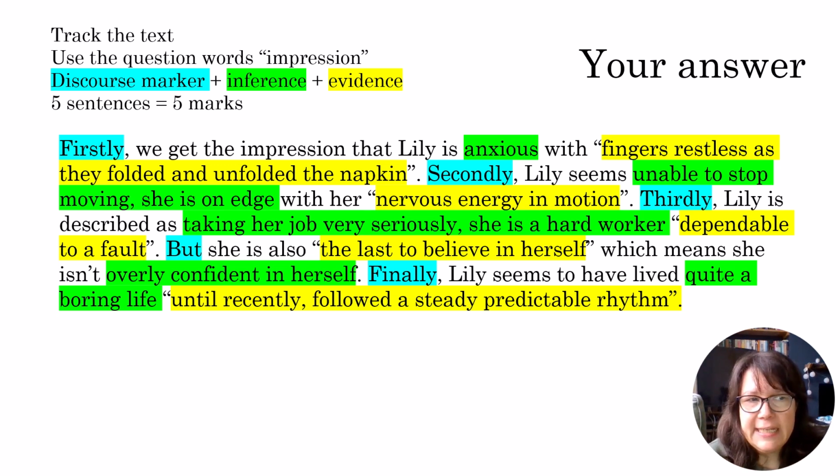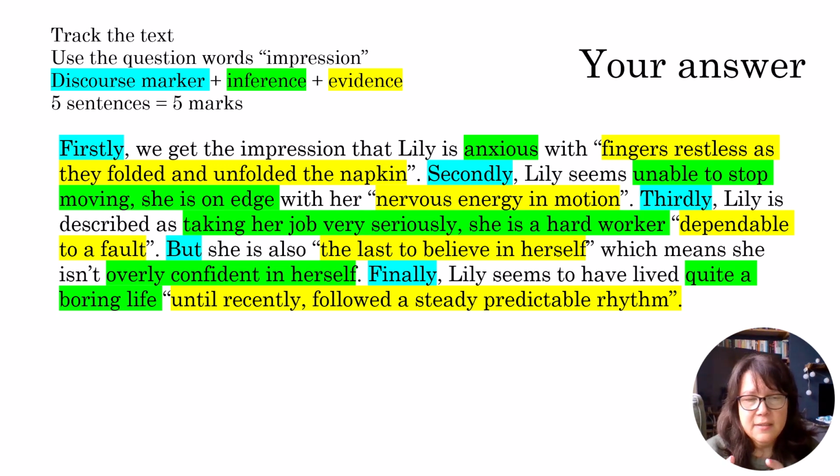Secondly, Lily seems unable to stop moving. She is on edge, and then my quote again, nervous energy in motion. So I'm using that quote that tells me that she's got nervous energy in motion, and I'm interpreting what it is that we learn about her. She can't move, she's on edge. Thirdly, Lily is described as taking her job very seriously. She's a hard worker, dependable to a fault, but she is also the last to believe in herself, which means she isn't overly confident in herself.